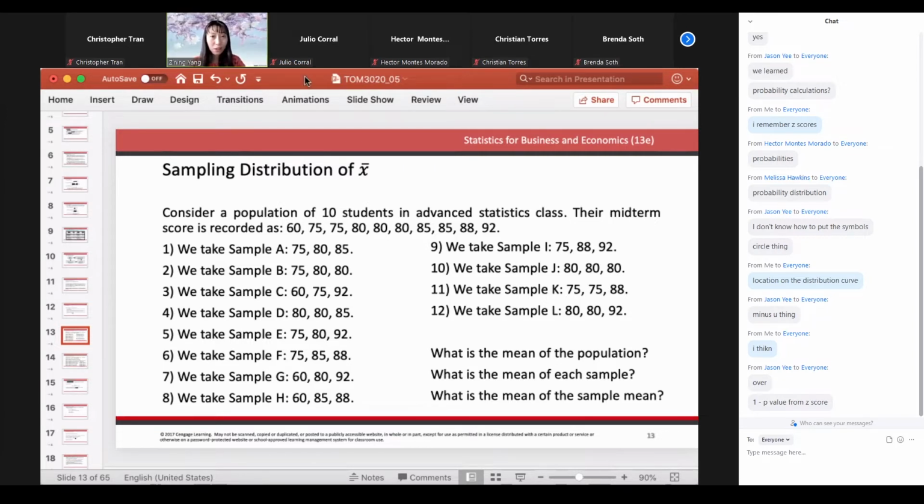Okay, so has anyone figured out what's the population mean?